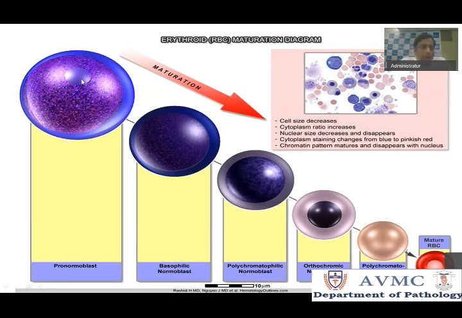Whereas in B12 folate anemia, what happens? Cytoplasmic maturation is normal. The hemoglobinization will happen normally, whereas the nuclear maturation will not happen and the nucleus will not shrink in size. That is the reason why you find all big cells in the marrow. The maturation is stopped here, and you find all these cells. That is the finding in megaloblastic anemia. Okay, am I clear?